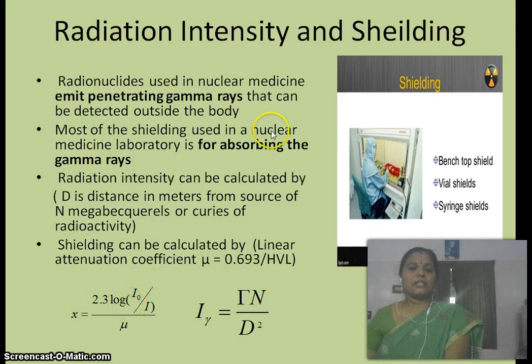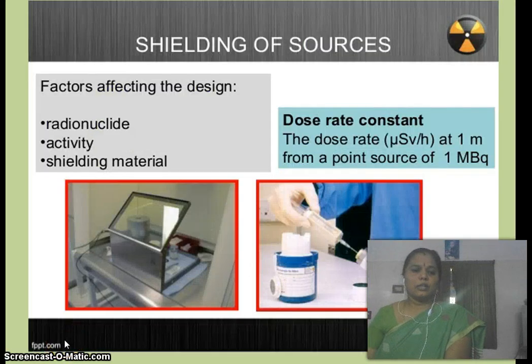Most of the shielding used in nuclear medicine is for absorbing gamma rays, because gamma rays are absorbed by lead shields. So the intensity can be calculated with this, and the shielding can be calculated from the linear attenuation coefficient. These are a few examples where we can get some idea about the shielding of sources.